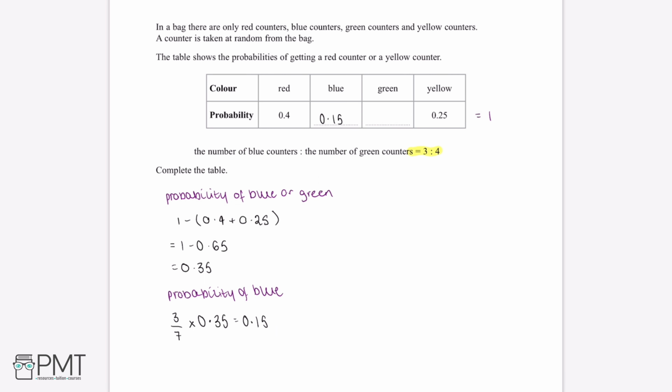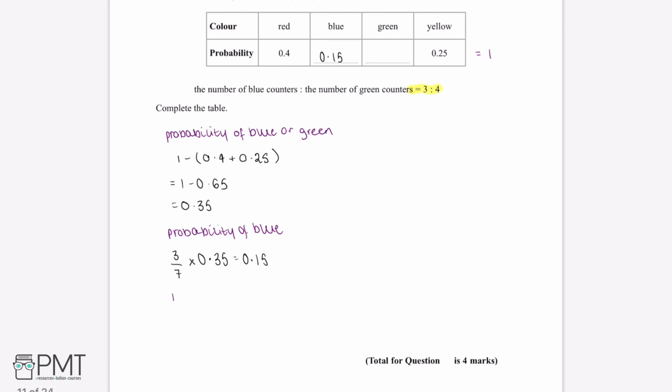Now to work out the probability of the counter being green, we can either use the same process that we used to work out the probability of it being blue, or we can use the fact that all of these probabilities must add up to 1. And if we use this, it gives us that the probability of the counter being green is equal to 1 minus 0.4 plus 0.15 plus 0.25. And this gives us 1 minus 0.8, which gives us a final answer of 0.2.